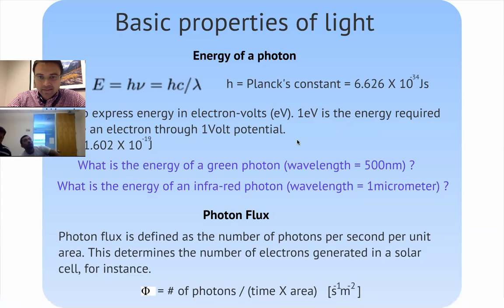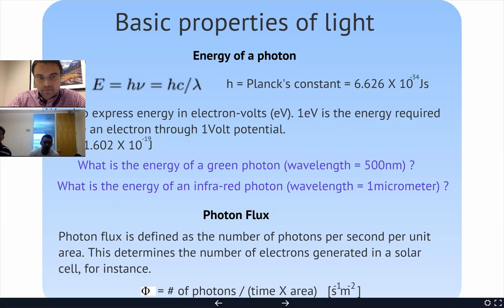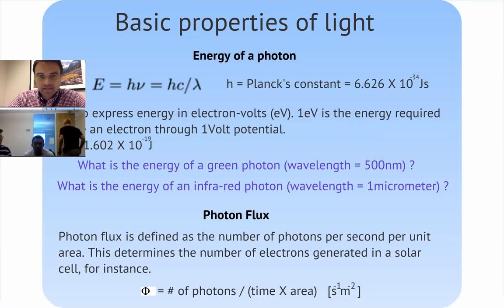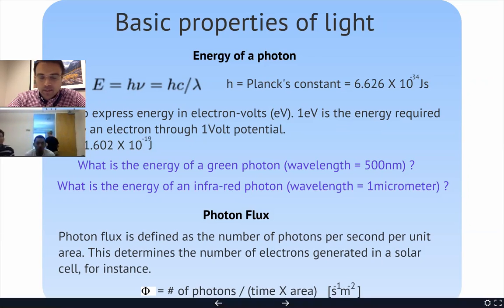Negative 19. 10 to minus 19, yes, that's correct. So it's about 1 eV, let's say, a little bit more than an eV. Actually, yeah, slightly more than 1 eV. Okay? Does everyone see that?